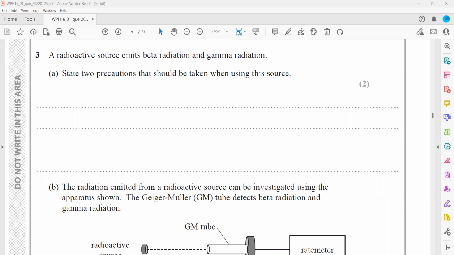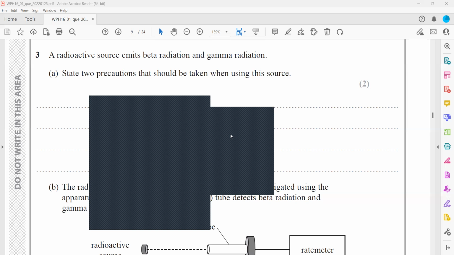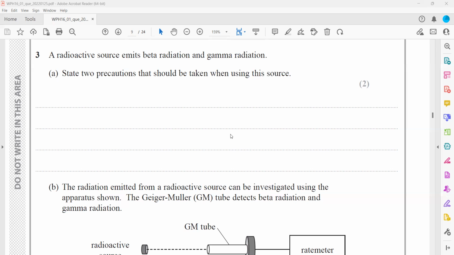First thing, normally it's about the safety precautions, are they related to the radioactive source. So what are the safety precautions?